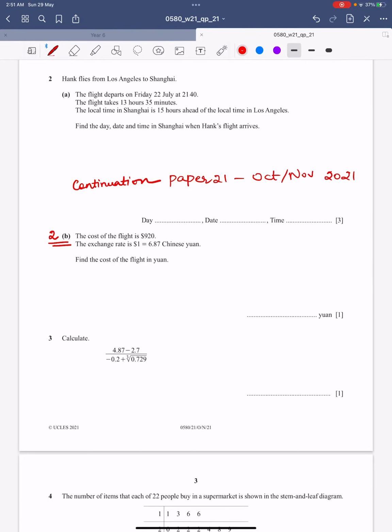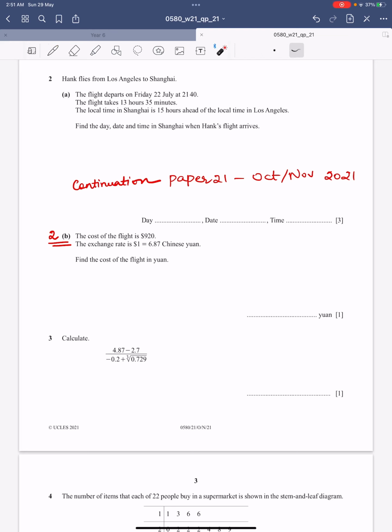This is the continuation of paper 21, October-November 2021. We were on question 2b. The cost of the flight is $920. The exchange rate is $1 is equal to 6.87 Chinese yuan. Find the cost of the flight in yuan.